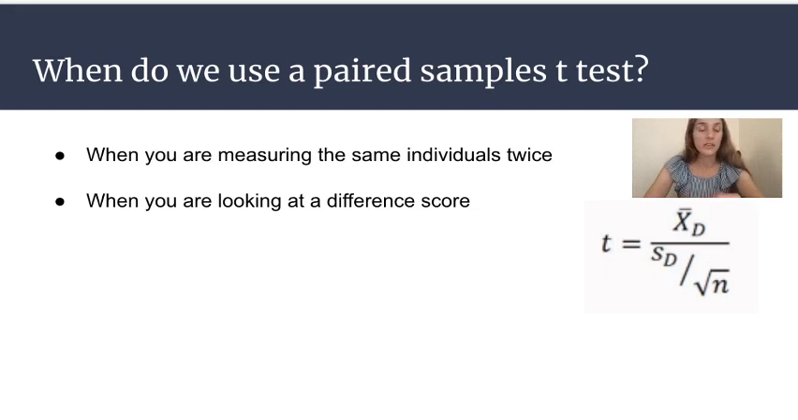So we'll do an example of this. And the statistics are going to be reported to you in this way. You're going to get a mean of the difference scores, a standard deviation of the difference scores, and an n, or the sample size of the question at hand.